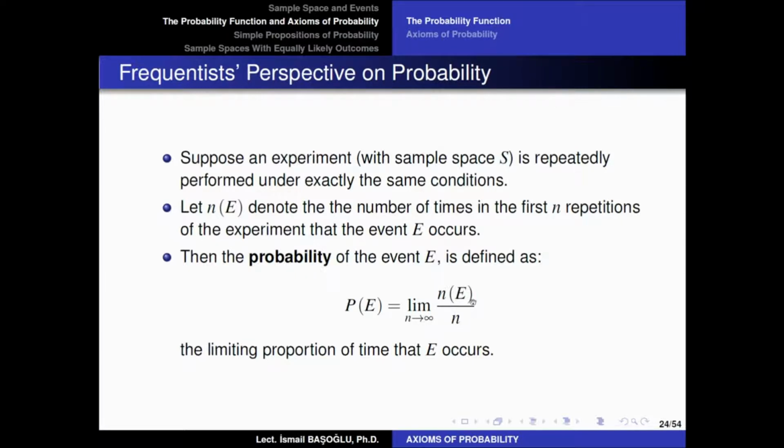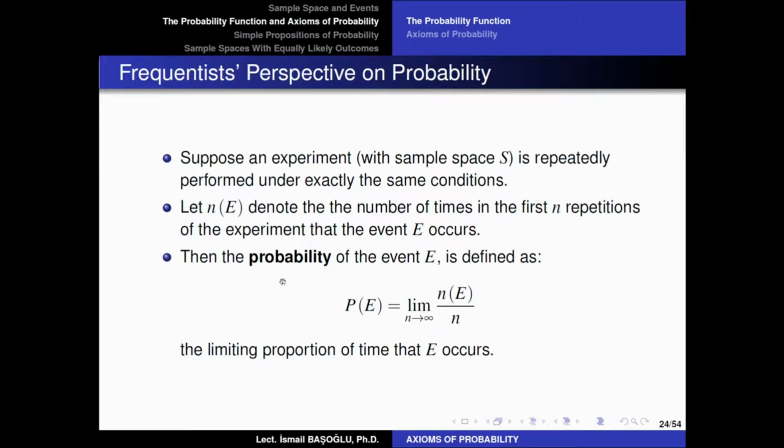The probability is defined as the limit of this ratio. So we are looking at the ratio of the number of times that event E occurs among the number of repetitions. However, as n goes to infinity, as we repeat the experiment under exactly the same conditions for infinitely many times, then this ratio is going to converge to the probability of event E.